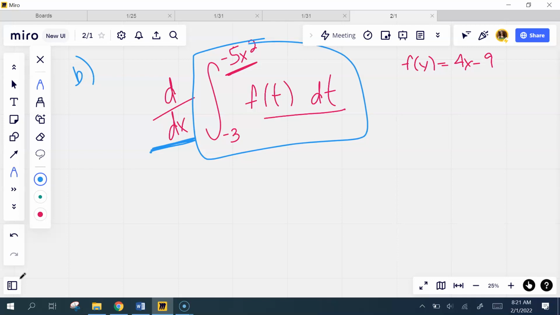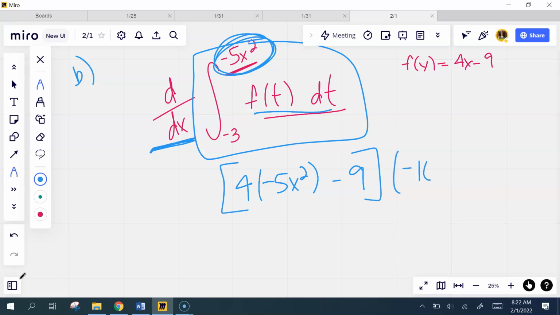Now, with that said, the shortcut, or not even the shortcut, but the fundamental theorem says we can take this f of x and, since I'm doing f of t here, replace that variable with the negative 5x squared, right? So I get 4 times negative 5x squared minus 9. But then I have to chain rule it because this has a chain. You could have left it just like that and been A-okay. Could have multiplied it out. Risk messing up.